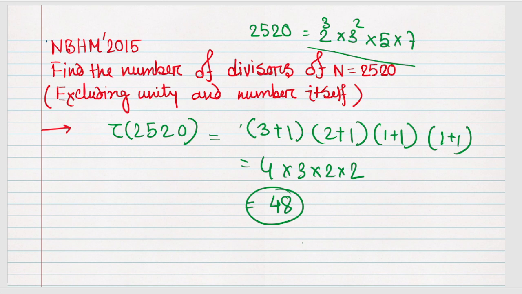Now they asked us to exclude unity and the number itself. Unity means 1, and the number itself must be in the divisor list, so we have to reduce that. We have two numbers to remove, so 48 minus 2, that is nothing but 46.